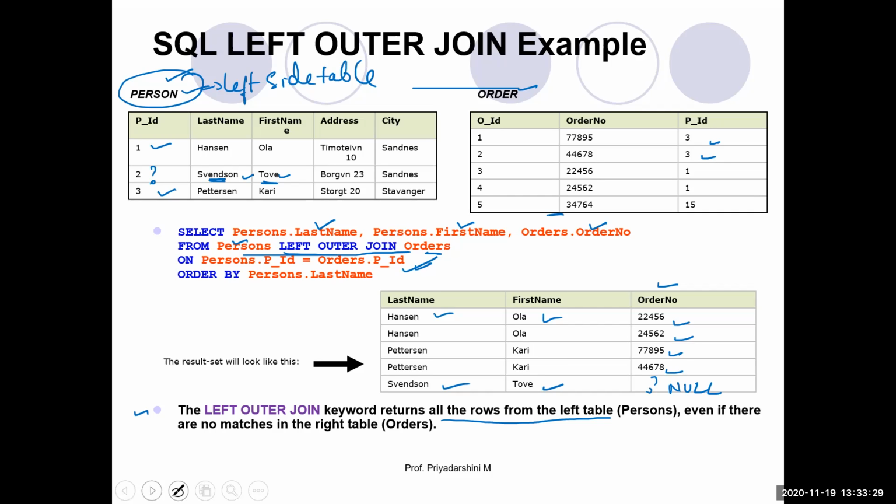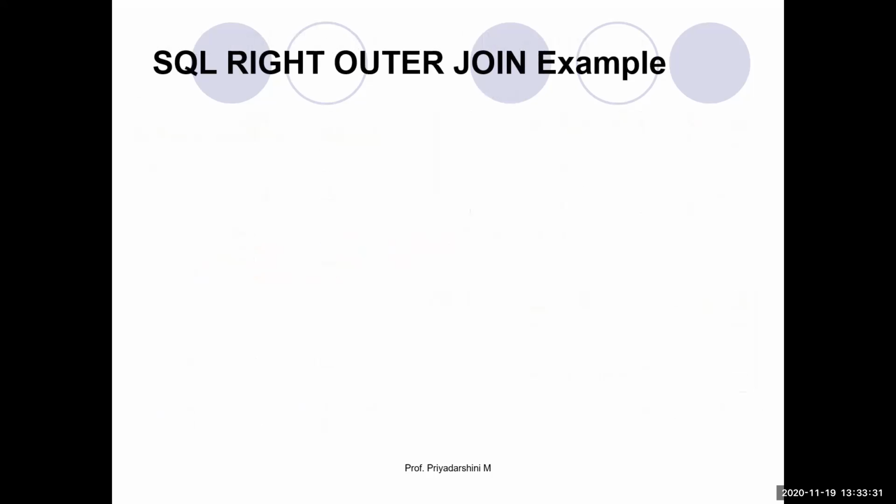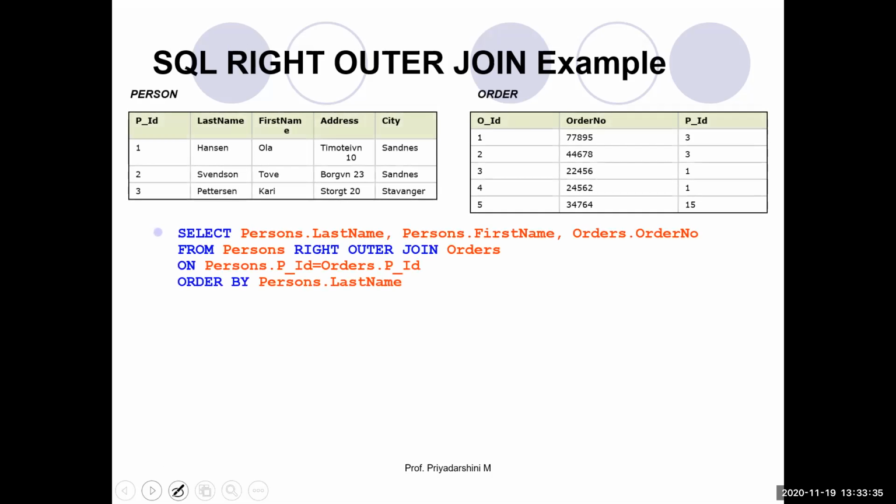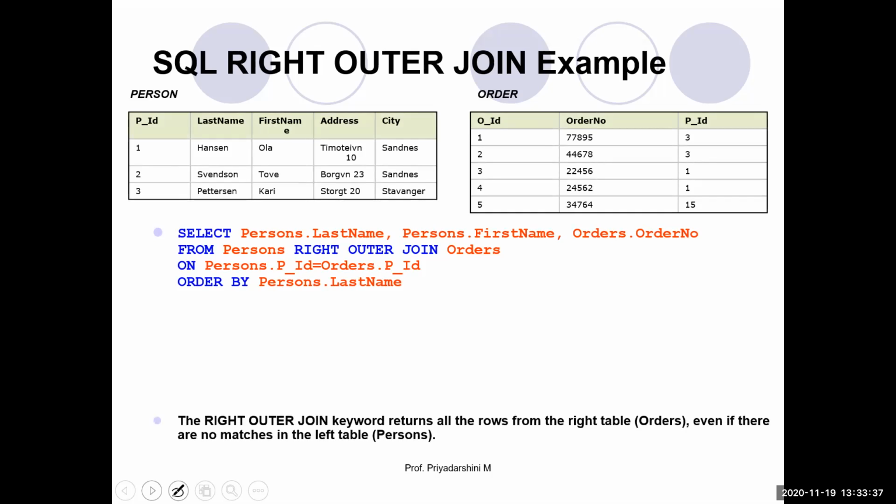Now let us come to the right outer join, which is almost similar. The right outer join keyword returns all the rows from the right table, even if there are no matches. It's similar to the left outer join, but the right side table's information will be displayed. See the query here. What is the right side table? Orders is the right side table.